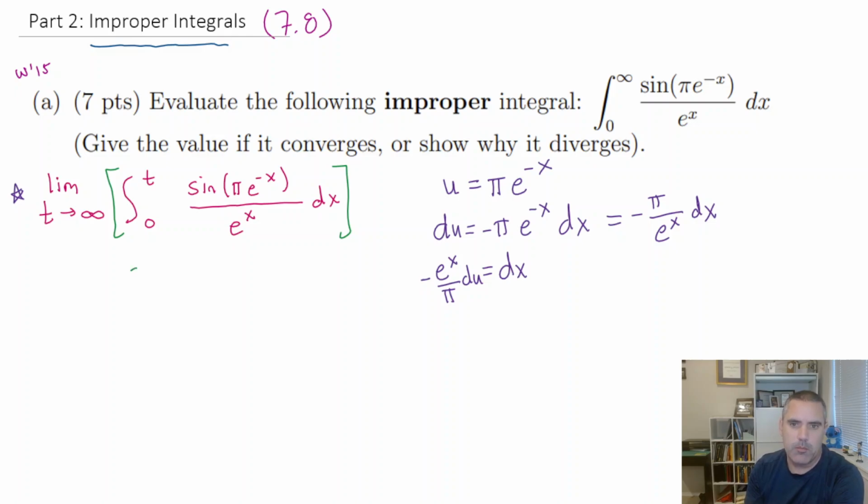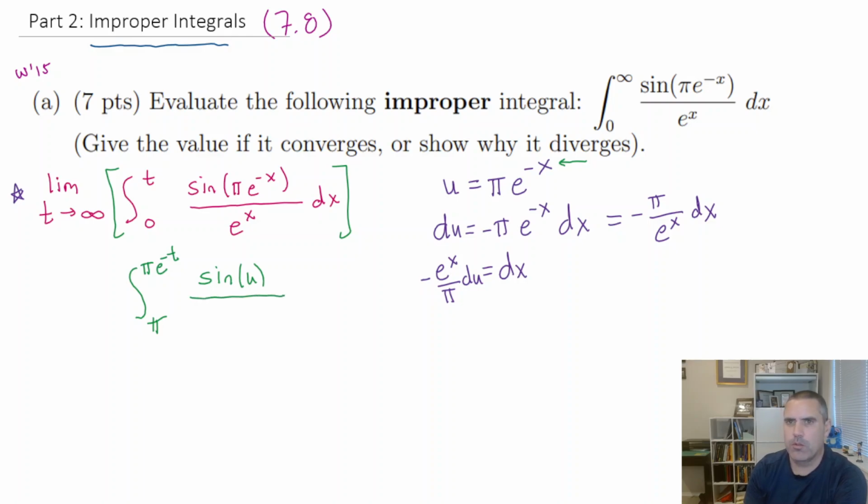Okay, let's substitute everything in now. So this is going to become the integral. 0 is going to become, well, let's see what happens when we plug in a 0 here. Oh, it's 1, so it's just going to be a pi. What happens when we plug in a t there? Well, it's not pretty, but we can do it. Good. And then we have sine of u.